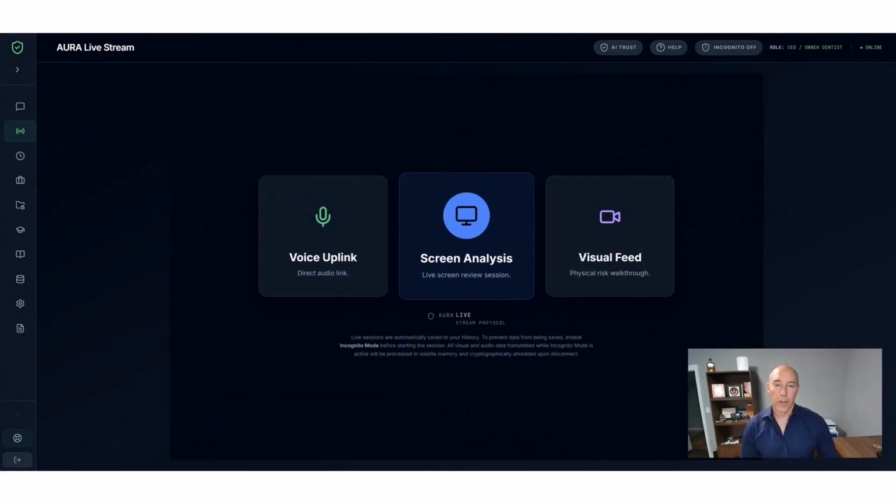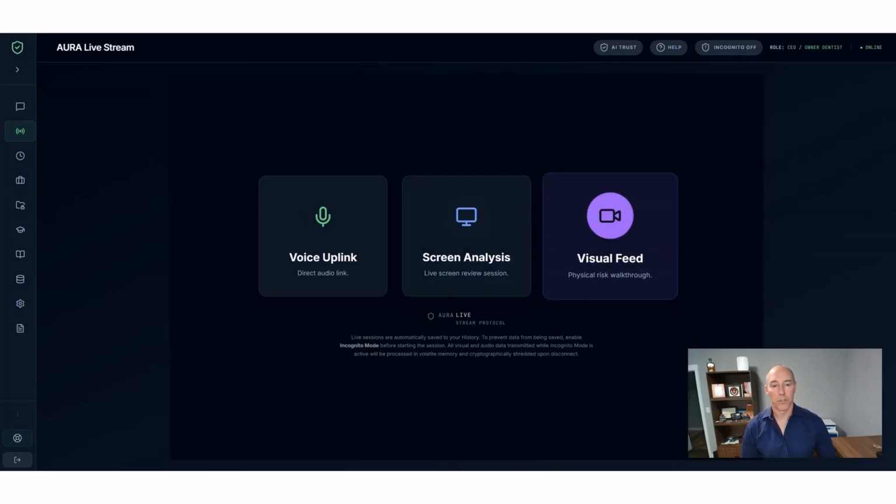All right. If you thought the voice uplink and the voice to voice interaction was cool, check this out. We're going to go into what's called visual feed. This is going to activate Aura's eyes. So now Aura can not only hear you and use her voice to talk to you, but she can use her eyes to look at you and interact with you that way and provide feedback. There are lots of different use cases for this.